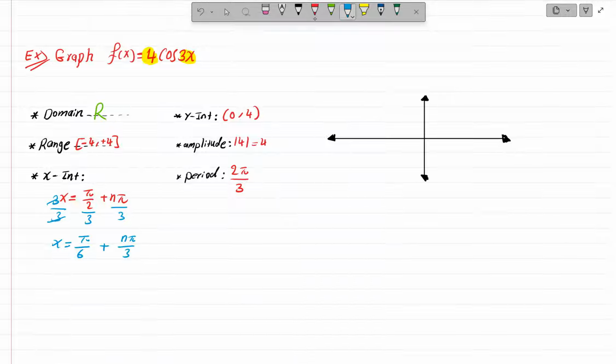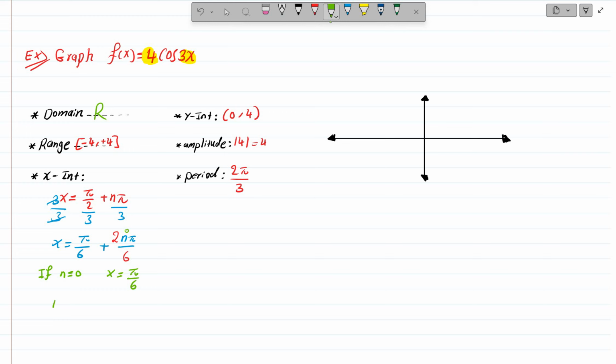Find a common denominator to make it easy for yourself. For 3 and 6, you can multiply this one by 2 and this one by 2, so this one is 6 and this one is 2. Okay, right now pick values for n in order to find the x-intercepts. Let's start with n equals 0. If n is 0, this part is 0, so we get only pi. X equals pi over 6.